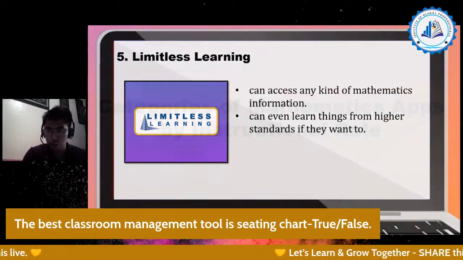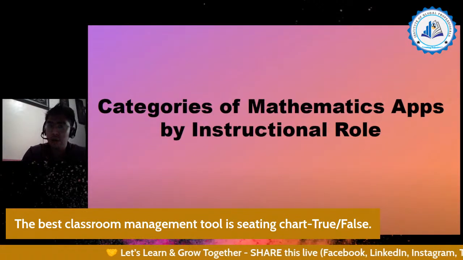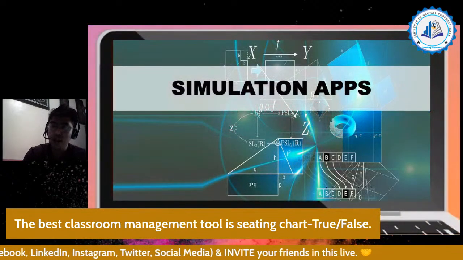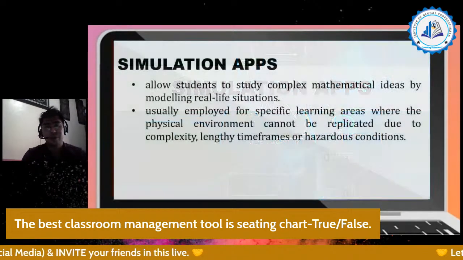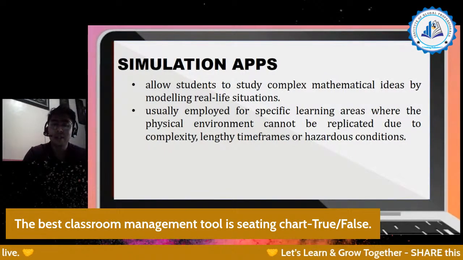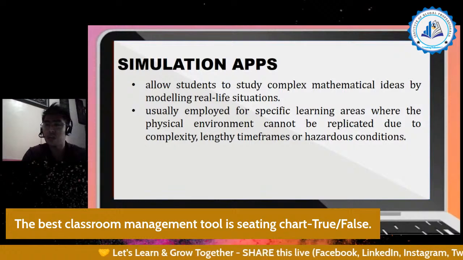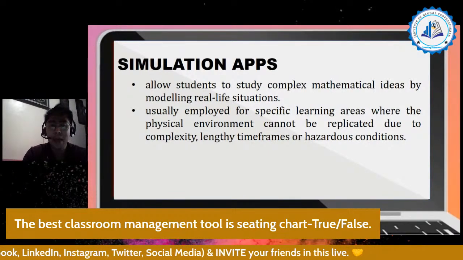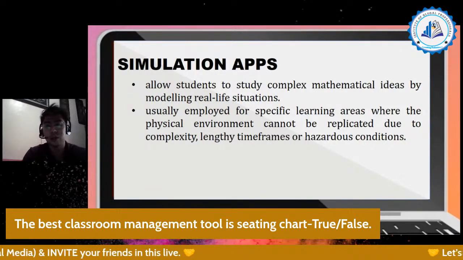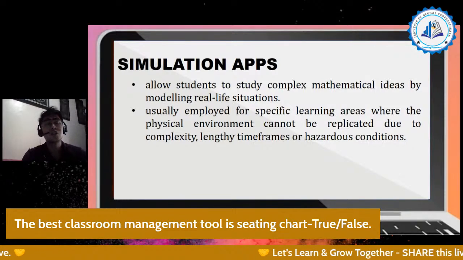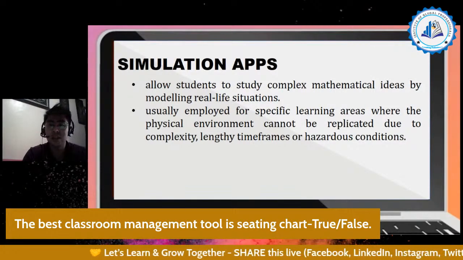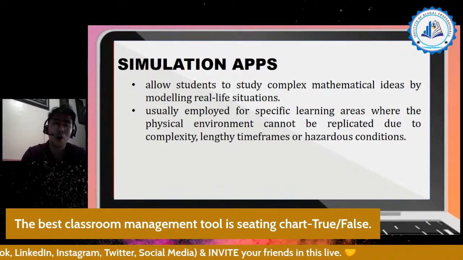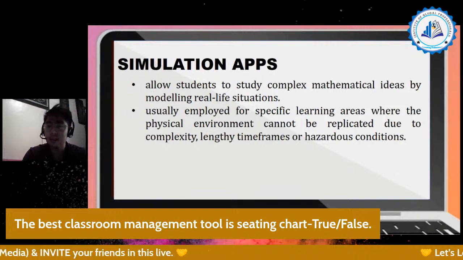Okay, so this time, let's proceed to the categories of mathematics applications by instructional role. The first category is the simulation app. So what is a simulation app? It allows students to study complex mathematical ideas by modeling real life situations, and it is usually employed for specific learning areas where the physical environment cannot be replicated due to complexity, lengthy time frames, or hazardous conditions. Under simulation apps, students can write math and see what it looks like by representing it visually through, for example, lengths, rotations, and lights. One example is that they let students write any number and see it as a length.